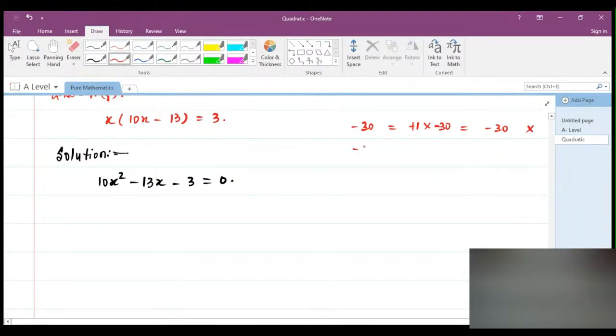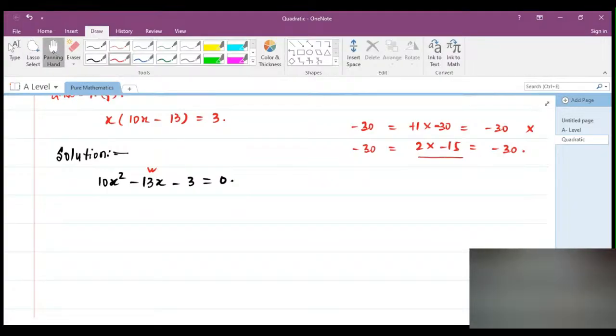So again we write down minus 30 and we write down 2 into minus 15, then we get minus 30. So the addition will be minus 13x and multiplication is minus 30. Hope that there is no problem to understand. So we break 13x in such a way that this one will be 2x minus 15x minus 3.